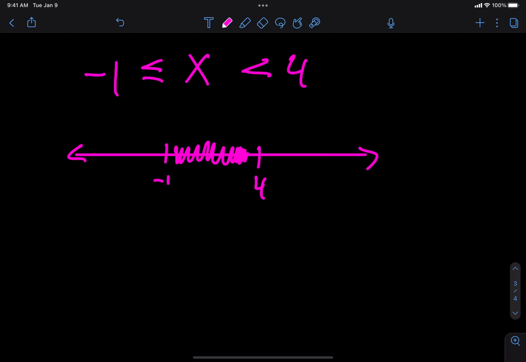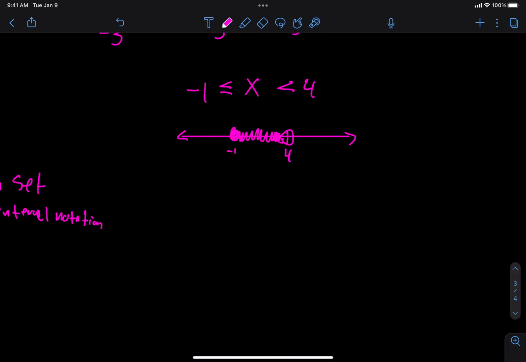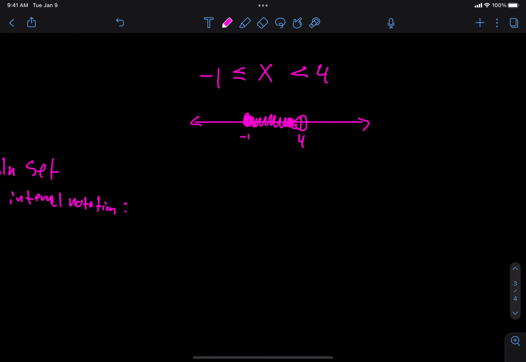And what goes at 4? A closed dot or an open dot? Open dot. And how about at negative 1? A closed dot. And so if I was going to write that using interval notation, what would it look like? It would look like negative 1 comma 4 with a parenthesis on one side and a bracket on the other.